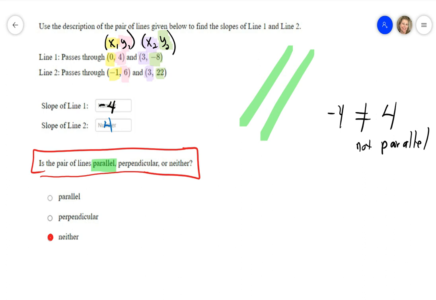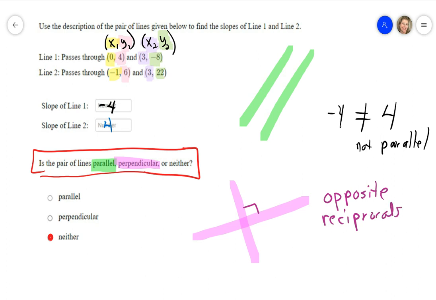Parallel lines run side by side, so they're sloped the exact same way. Now, for perpendicular lines, perpendicular lines are two lines that cross at a perfect T. They're actually crossing at a 90-degree angle. And the only way to make this happen is if your slopes are opposite reciprocals.